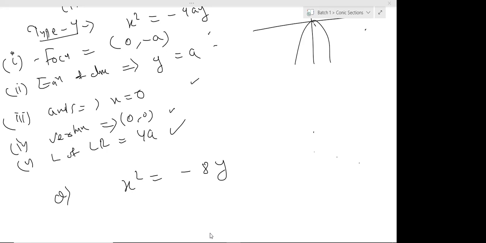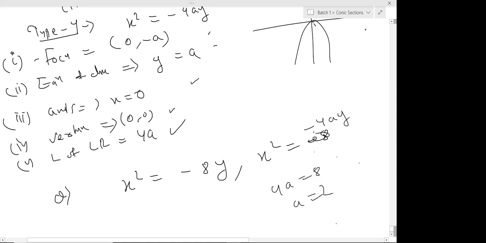Gautam solved. Yes, sir. All right, let's see. The standard equation here is minus 4ay. That means 4a equals 8. That means a equals 2. Yes, Irfan, focus is 0, minus 2.